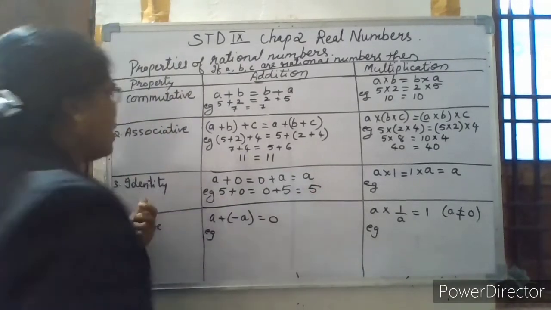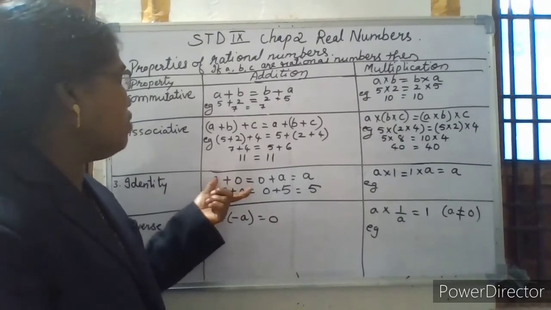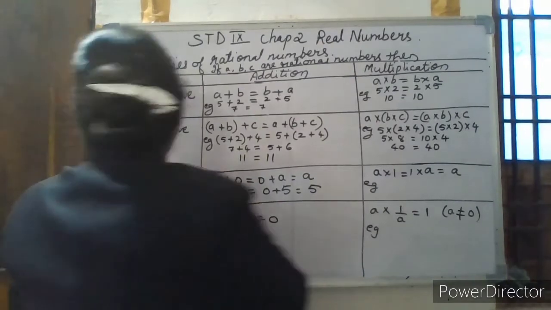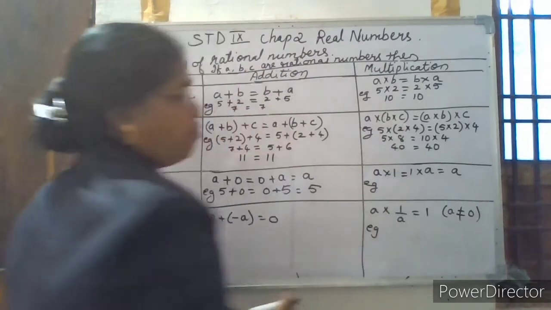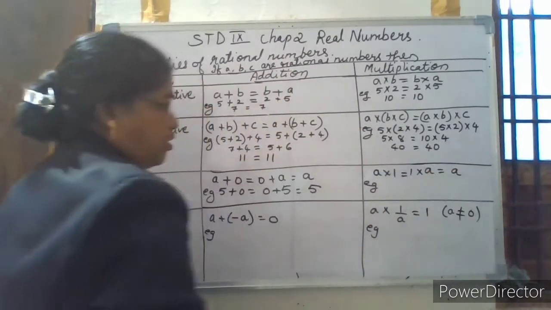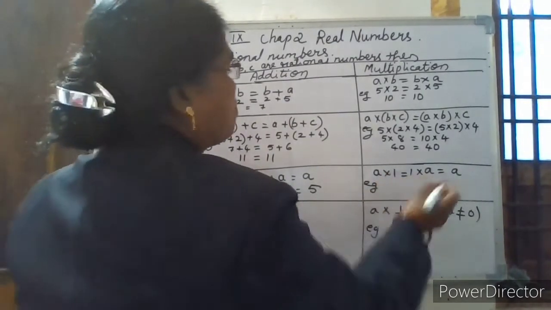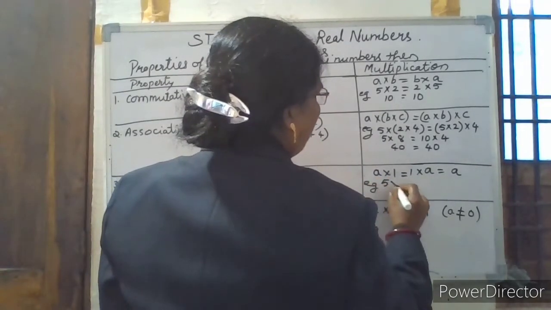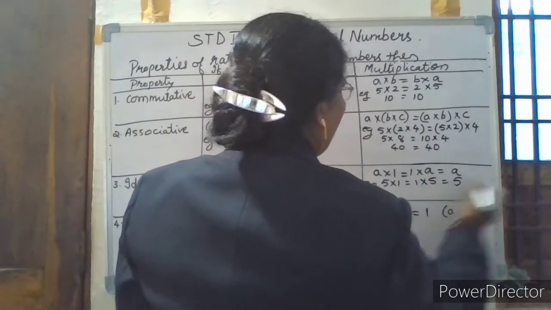So in the identity property of addition, 0 is added to any number, then it is equal to the same number. Now let us learn the identity property of multiplication. In the identity property of multiplication, a into 1 is always equal to 1 into a. That is equal to a. That is, any number multiplied by 1 is equal to the same number. For example, if I take 5, 5 into 1 is equal to 1 into 5. That is equal to 5.